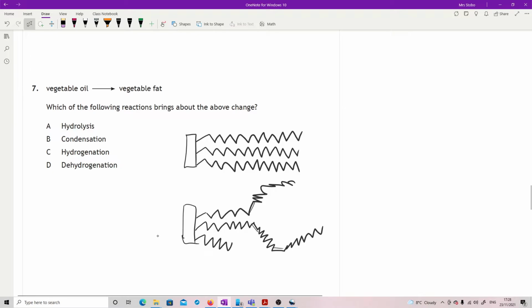Okay. So with oils going to a fat, what we need to do is remove these double bonds. So to remove the double bonds, what we are doing is adding in across the double bond, and we're going to add in hydrogen. So this is hydrogenation. If we were going the other way, it would be dehydrogenation. And condensation and hydrolysis are not really got a lot to do with it. Condensation is if we were forming these ester links in the original one, and hydrolysis would be if we were breaking the ester links. Okay.